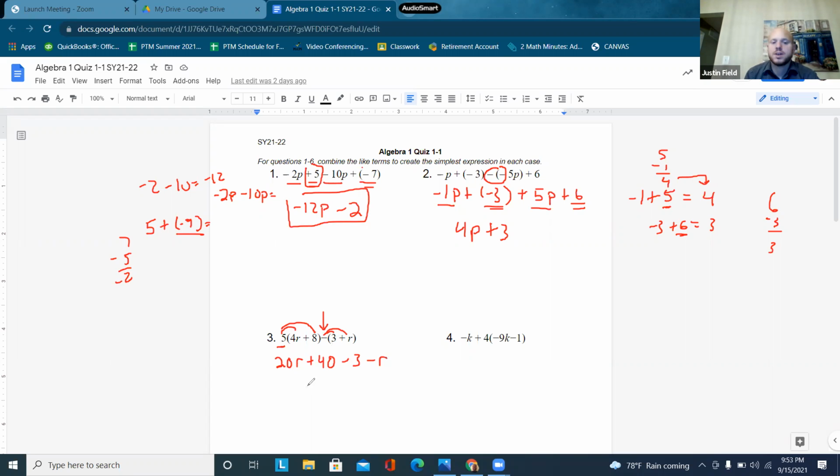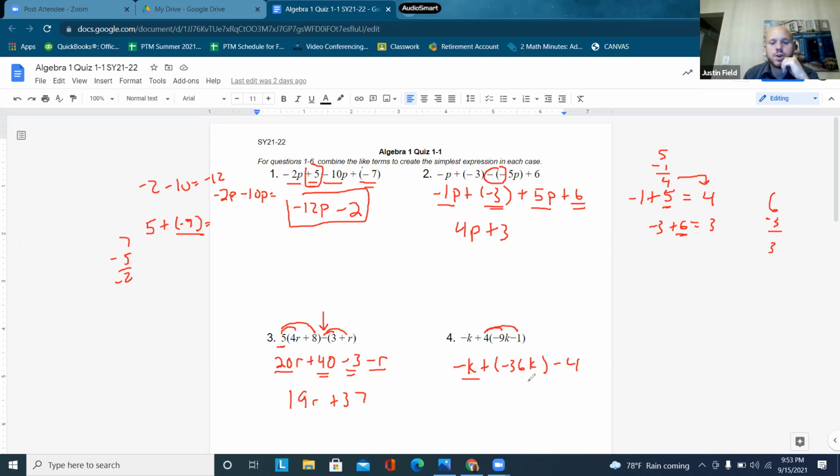So that's key. Now let's underline our variables and double underline our numeric terms. 20r minus 1r is going to be 19r. 40 minus 3 is 37. And how about this one? We're going to distribute that 4 because it's in front of parentheses. So plus a negative 36k. And 4 times negative 1 is negative 4.